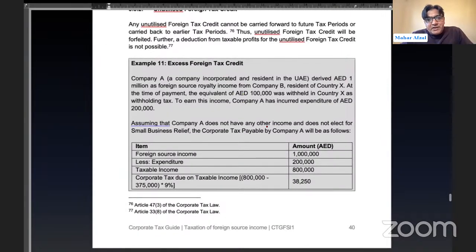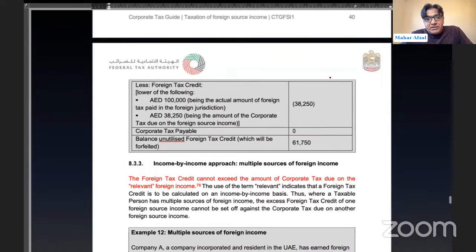Excess foreign tax credit. If there is any excess amount that you have paid that you are not able to claim in this tax period, you cannot carry it forward, you cannot carry it back. It will be lost. So you can go through this example.